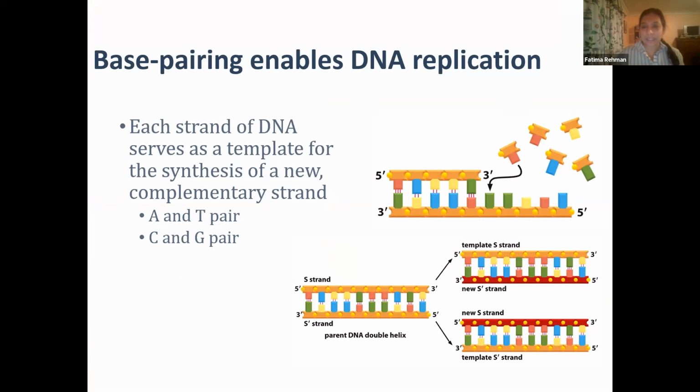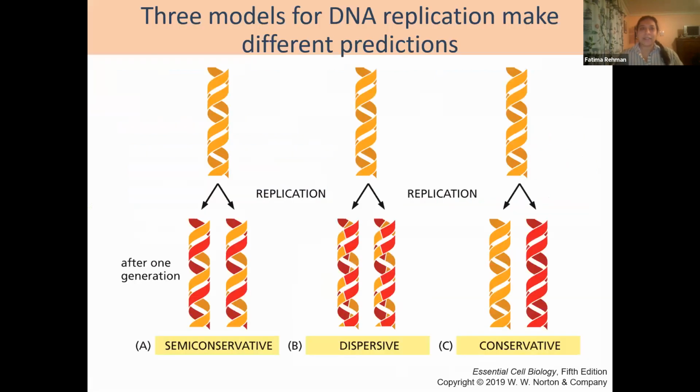help us with the replication as well, where each one of the strands can act as a template for the newly synthesized DNA during S phase. Initially, we didn't know exactly how this was going to work, right? There were many models made for DNA replication, predicting different outcomes. The three main models that people worked on during that time were semi-conservative, dispersive, and conservative.